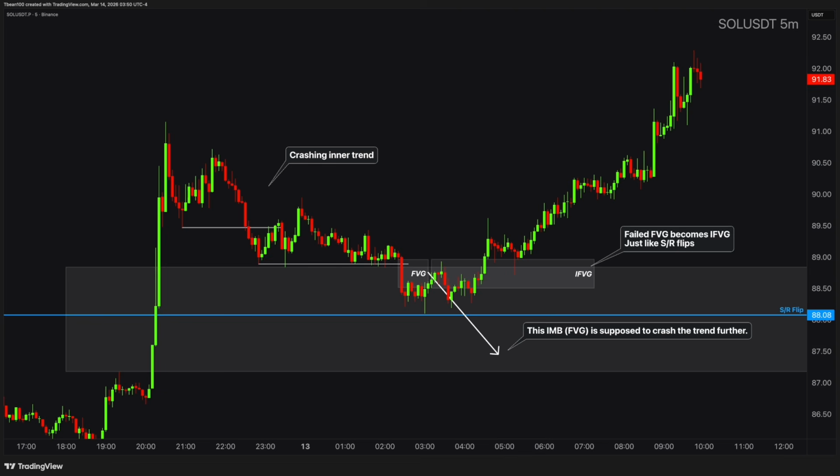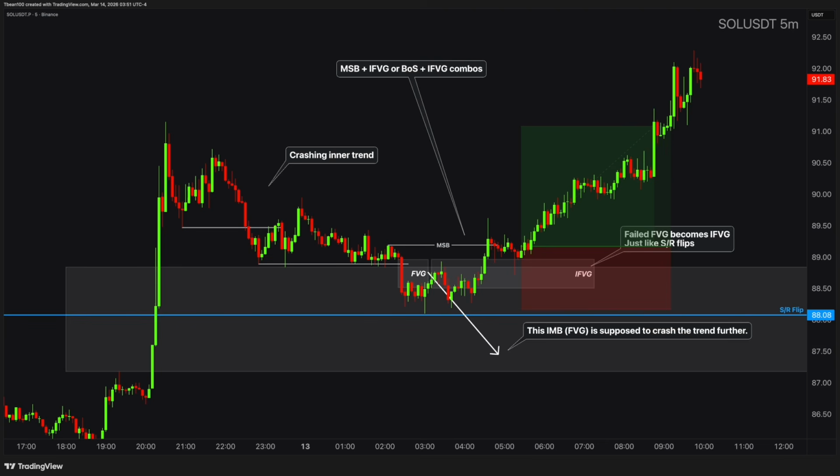By nature, fair value gaps behave very similarly to SR flips in the market. When a fair value gap fails, it can turn into an inversion fair value gap. It works the same way that a resistance can turn into a support. So basically a flip happens. And this is the basic idea behind trading inversion fair value gaps.